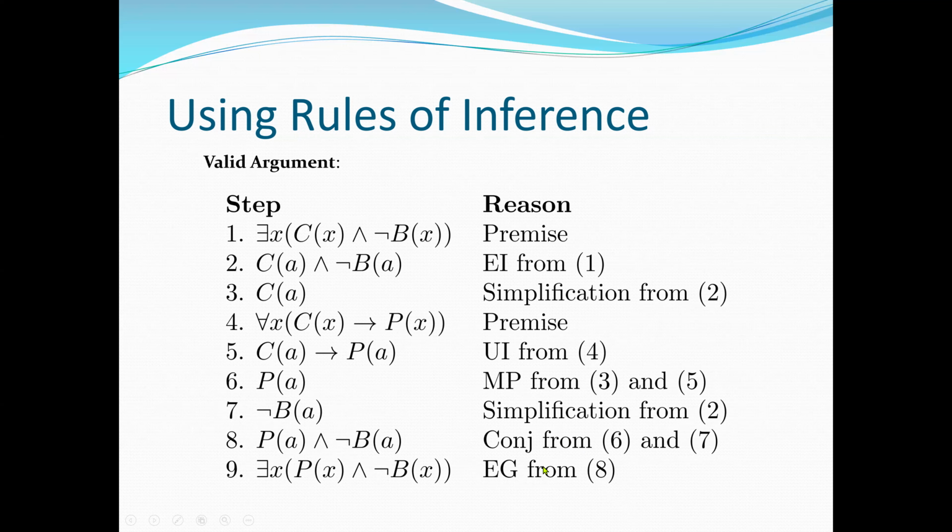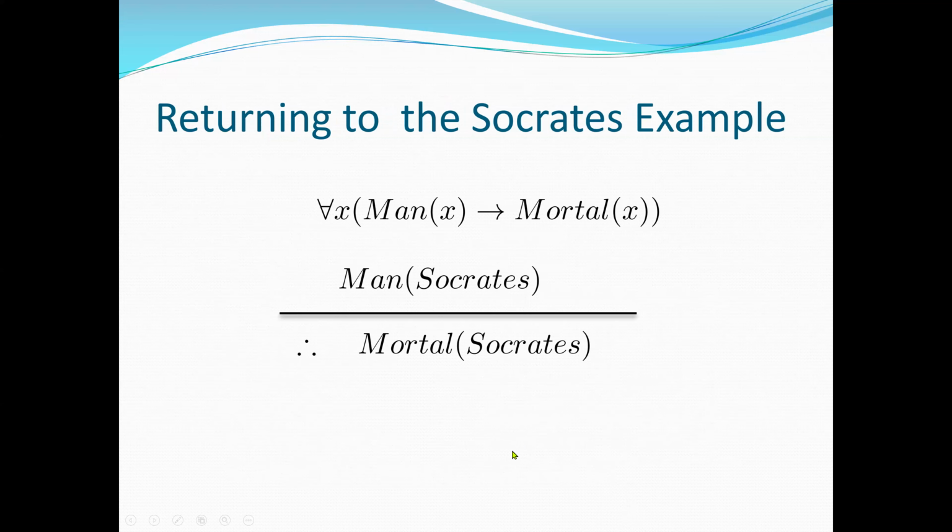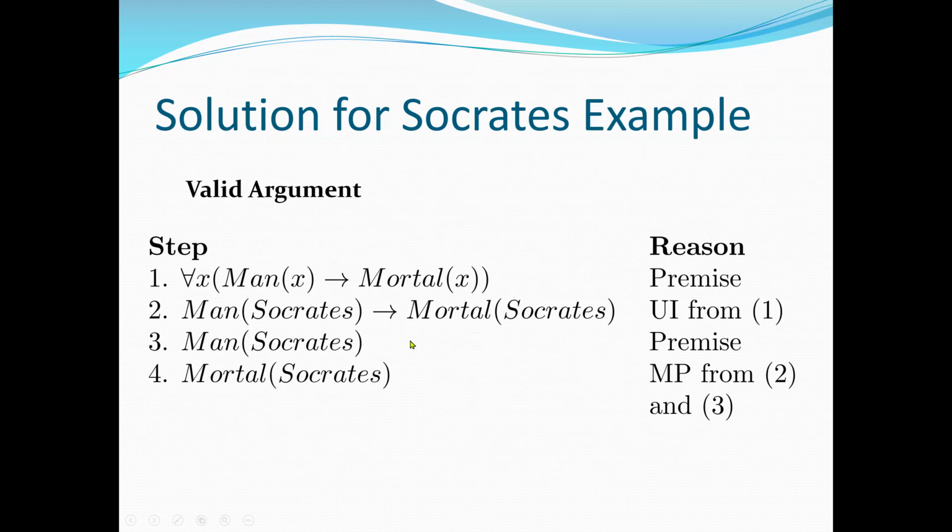So these are some of the rules of inference. Now we return to the Socrates example. We say x is a man, so all men are mortal. Socrates is a man, therefore Socrates also is mortal. Here all men are mortal is our premise, and Socrates is a man, so Socrates also is mortal. So that's our UI.